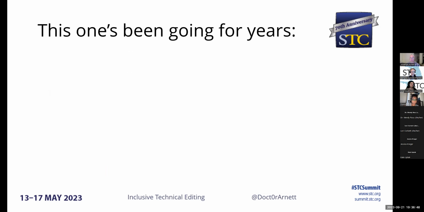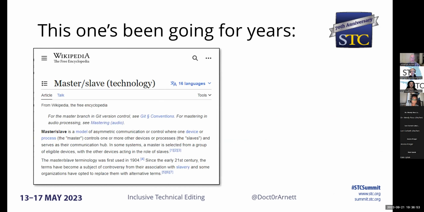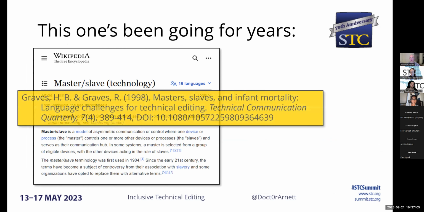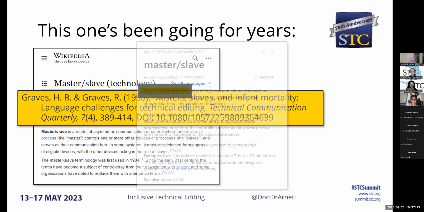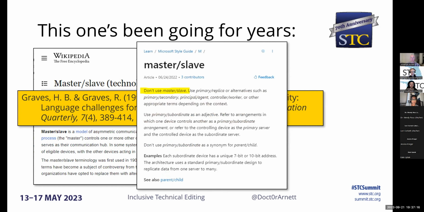Oh, and this one, it's been going for years. You've seen this before at any point in your working world. Sure, especially in TechCom, we talk about master-slave relationships between devices. Well, that's a bit dodgy. Matter of fact, in 1998, 25 years ago, a couple of people wrote about this in TCQ, and then it only took, I don't know, 22 or 24 years before something came out in the Microsoft Style Guide that says, yeah, maybe it's a good idea not to use the phrase master-slave.